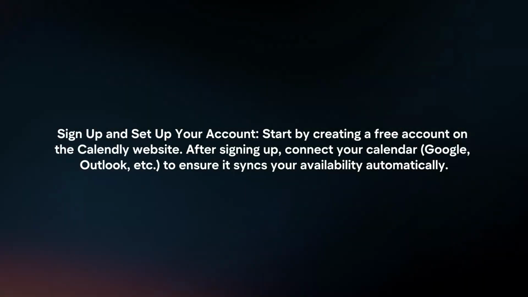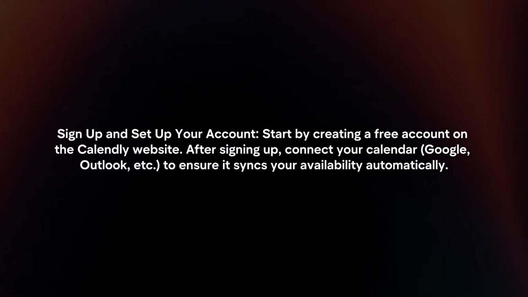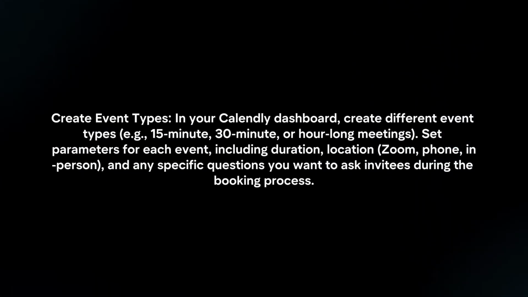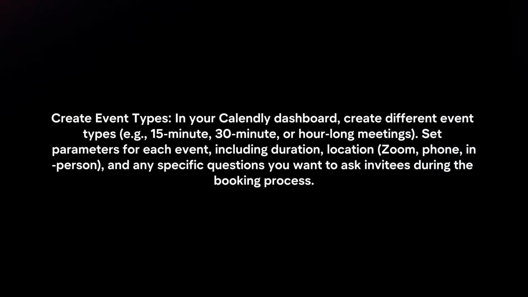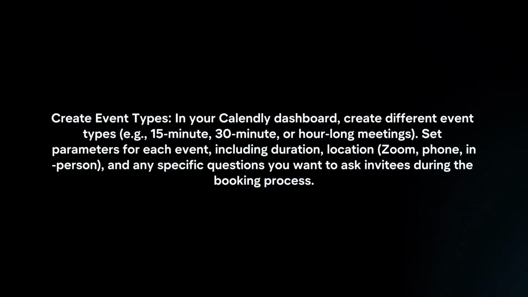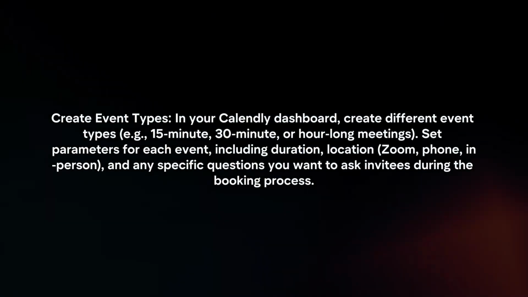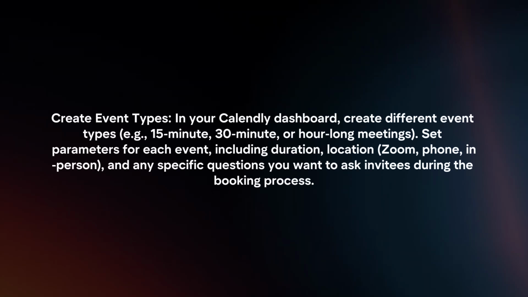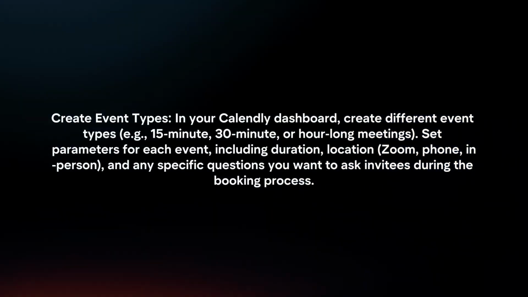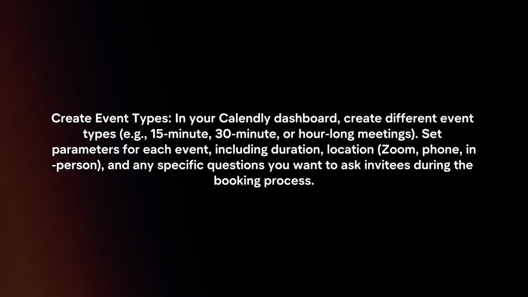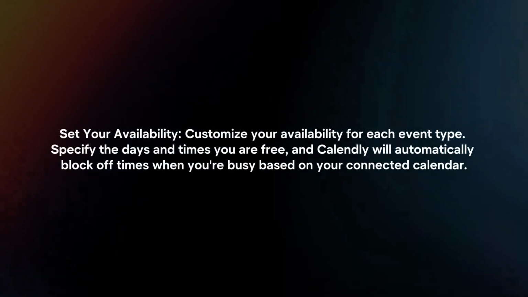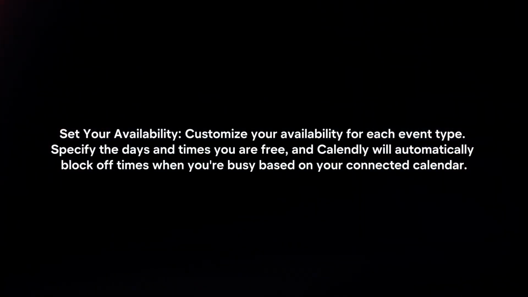After signing up, connect your calendar to ensure it syncs your availability automatically. Create event types. In your Calendly dashboard, create different event types. Set parameters for each event, including duration, location, and any specific questions you want to ask invitees during the booking process.